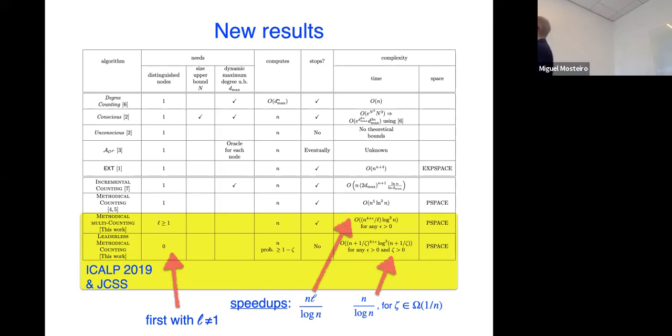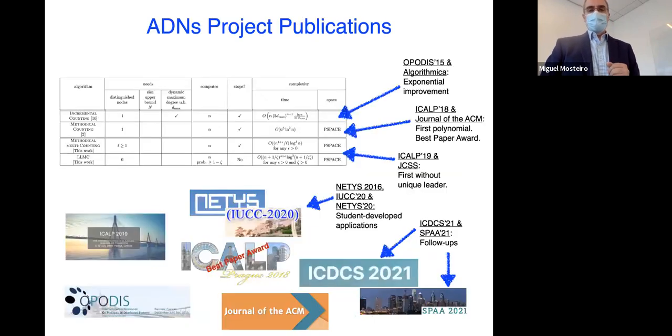And well, for the randomized algorithm, we also obtain a similar speed up, and that is the first one without leaders. In this whole area of study, it is the first one that works without leaders. But it is anonymous counting. It's not the original problem anyway.